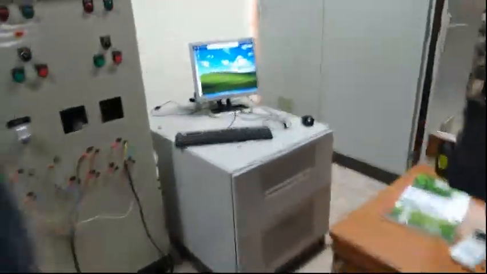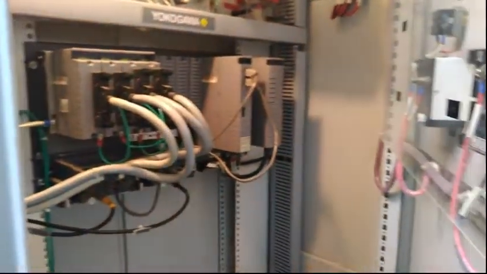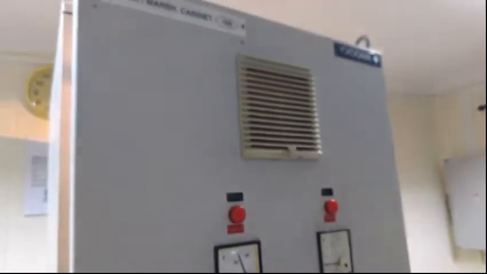We have three units of operating station in our DCS lab and one unit of engineering station, and there is an FCS associated with the engineering station and operator stations. FCS is nothing but field control station, and this setup will be available in the field in order to control the parameters.